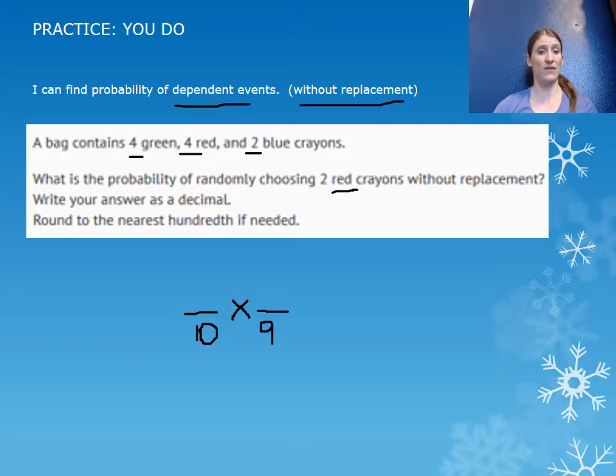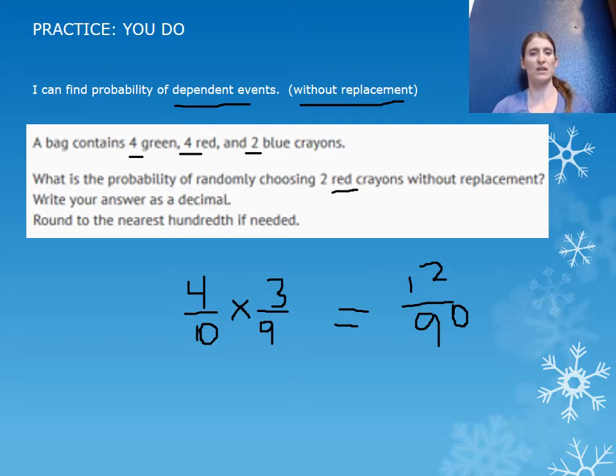So the first choice, I have 4, okay, because I know that that's how many are in the bag. It says it right there. And for the second choice, I'm going to assume that I pulled that red one out and I'm going to leave it out. I'm going to put it on the counter. So now I only have 3 options. Then this would equal 12 over 90, and I want it written as a decimal to the nearest hundredth. So 12 divided by 90 would be 0.13, and then it's repeating. So I would say to the nearest hundredth, it would be 0.13.